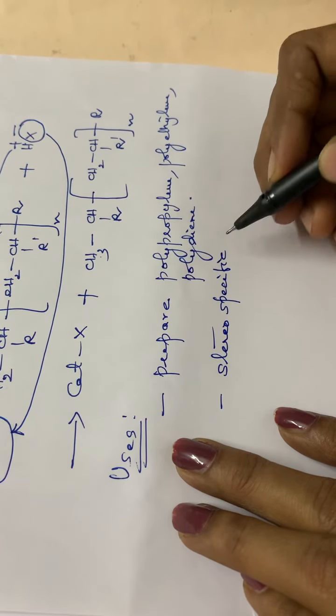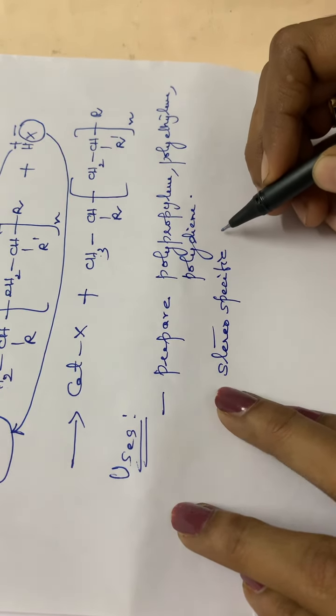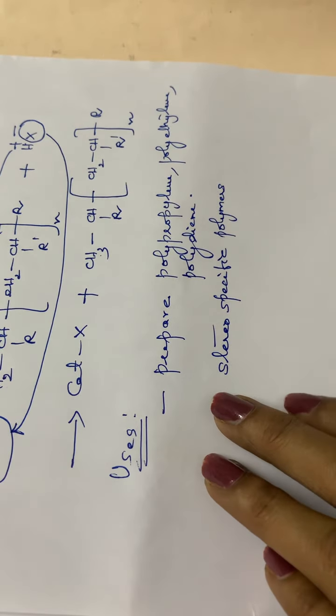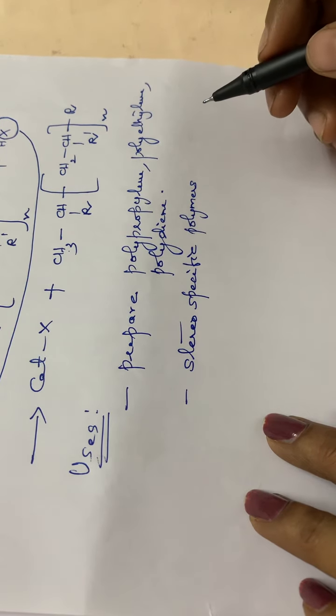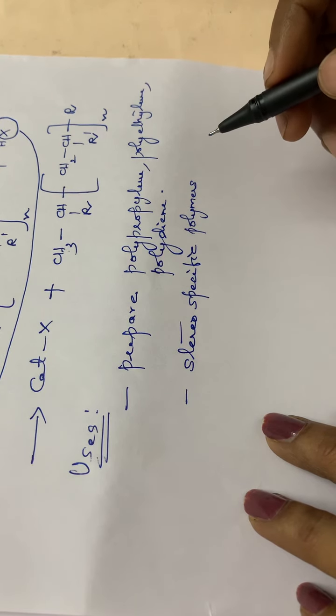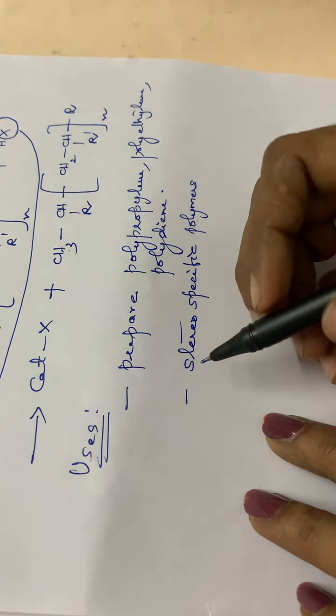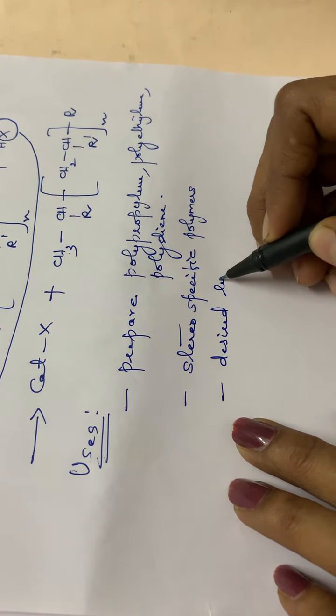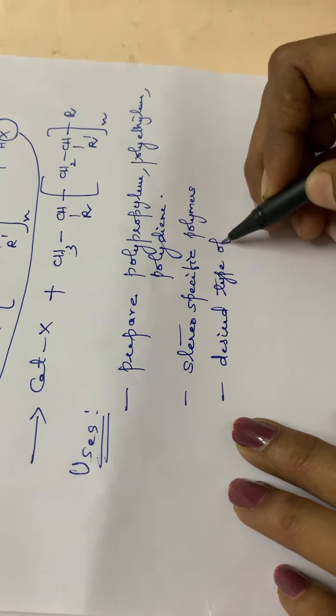And another important use is that stereospecific polymers can be obtained. You have studied the stereochemistry, isn't it? So the required type of polymers we can obtain by using this Ziegler-Natta polymerization. And the next important use is that desired types of stereoisomers can be prepared.